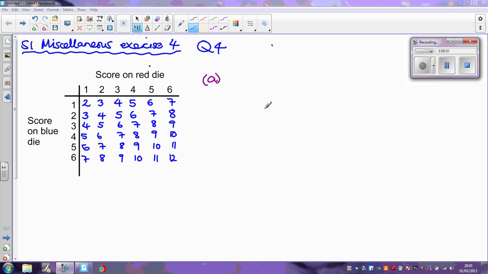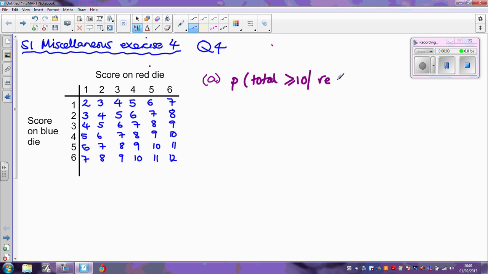The question here asks us to find the probability that the total score is greater than or equal to 10, given that the red die shows a 6. So the red one is a 6. Now we can get that from the possibility space diagram.